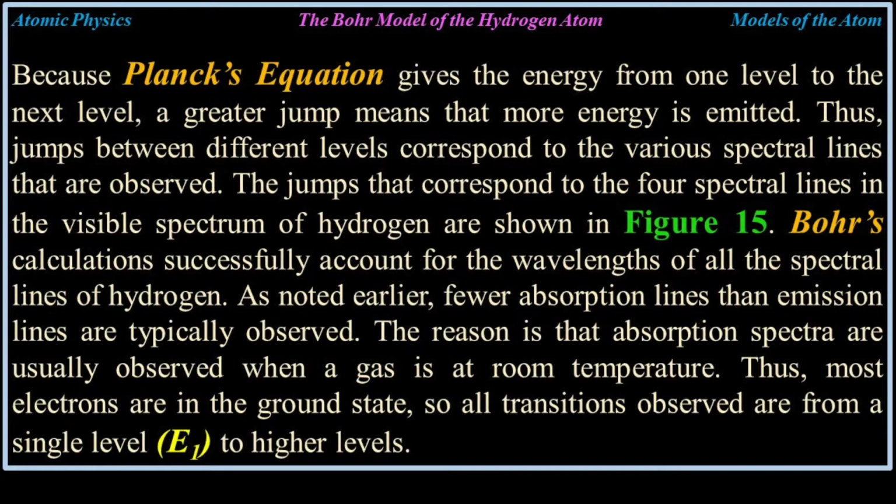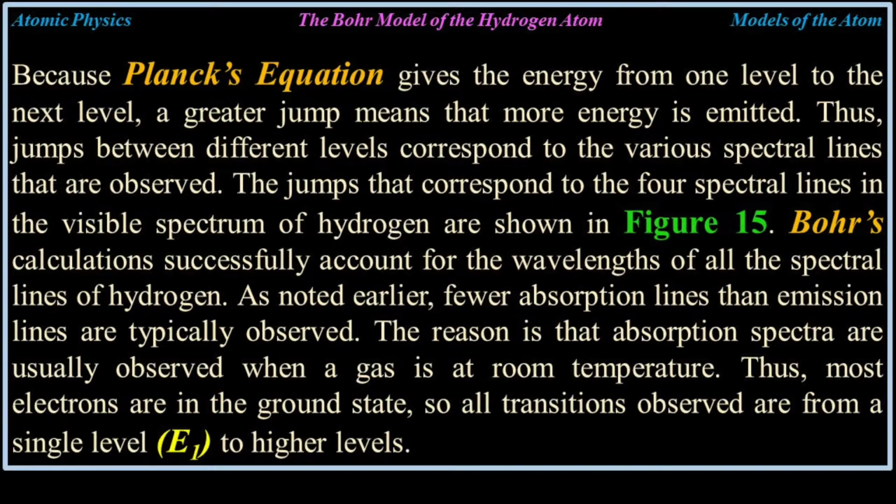Because Planck's equation gives the energy from one level to the next level, a greater jump means that more energy is emitted. Thus, jumps between different levels correspond to the various spectral lines that are observed. The jumps that correspond to the four spectral lines in the visible spectrum of hydrogen are shown in figure 15. Bohr's calculations successfully account for the wavelengths of all spectral lines of hydrogen.